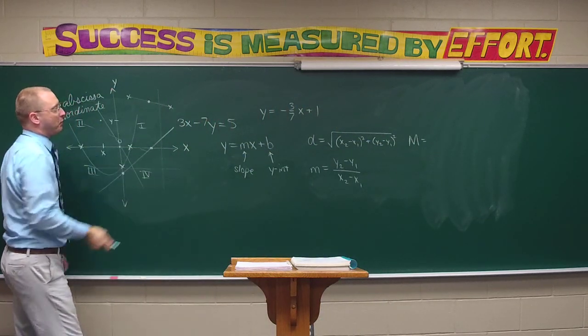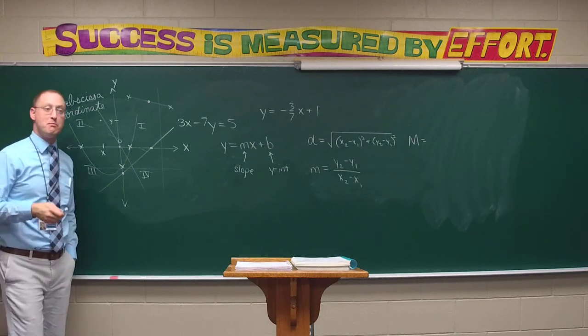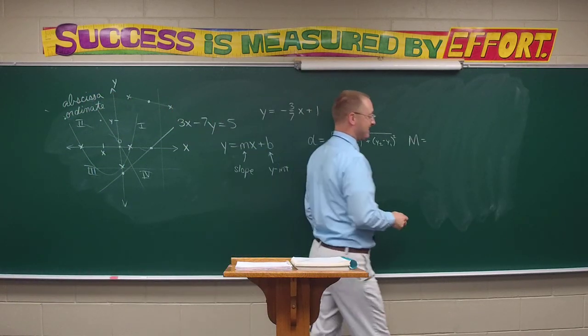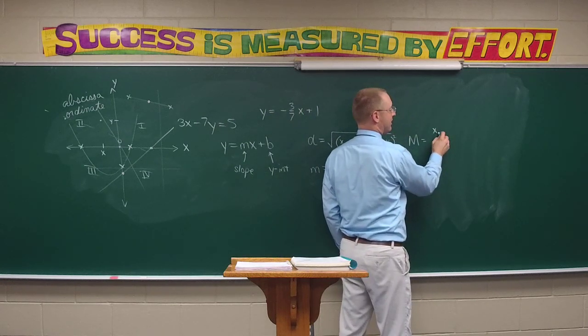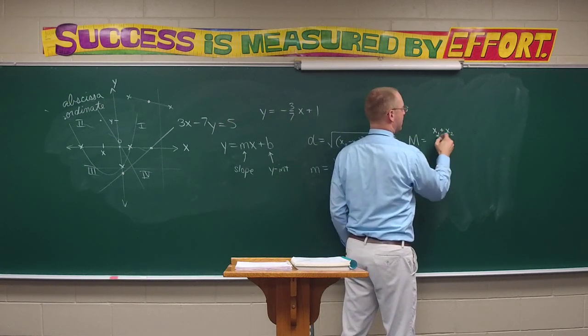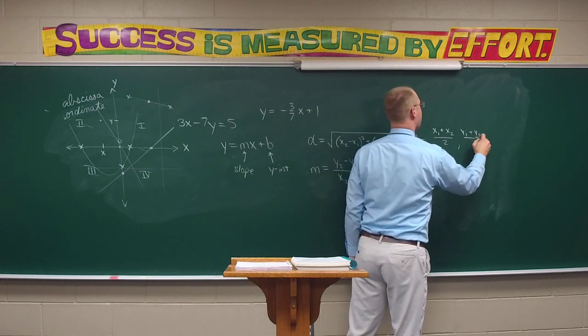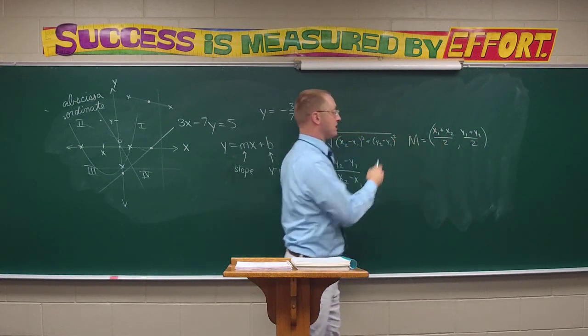We call it the midpoint. What's the formula to find the midpoint of a line? Audrey, do you remember? x1 plus x2 over 2. And then y1 plus y2 over 2. There we go. Of course, it'll be in parentheses because it's a set of coordinates.